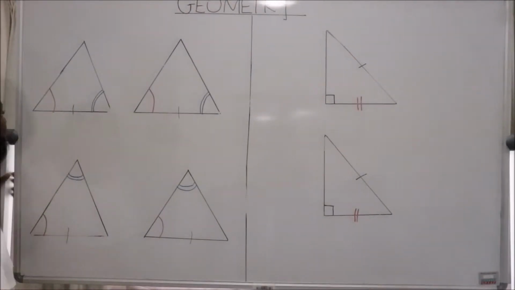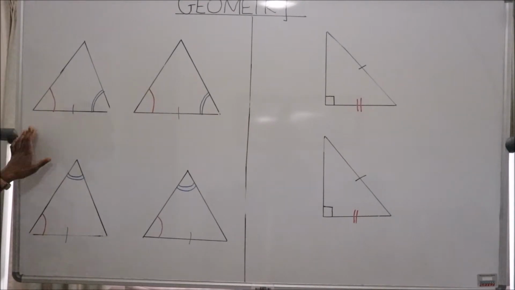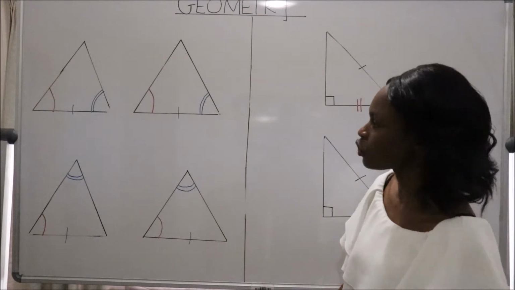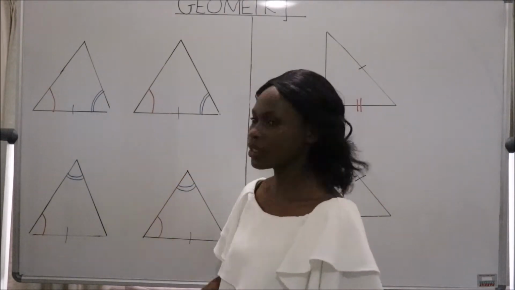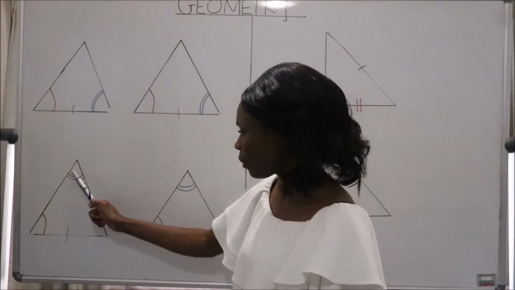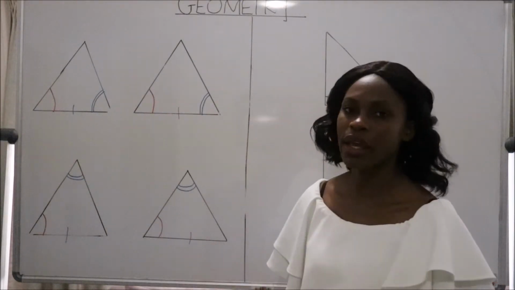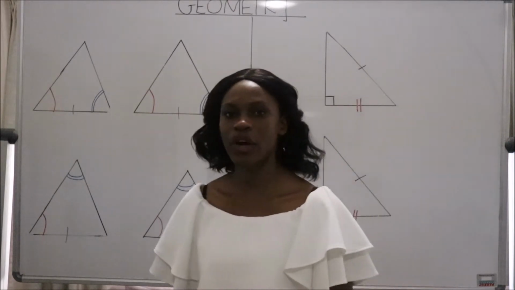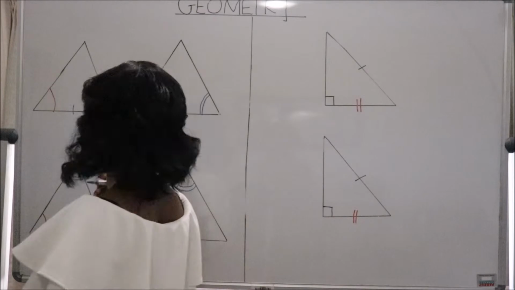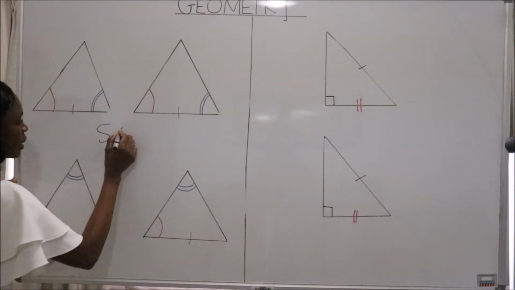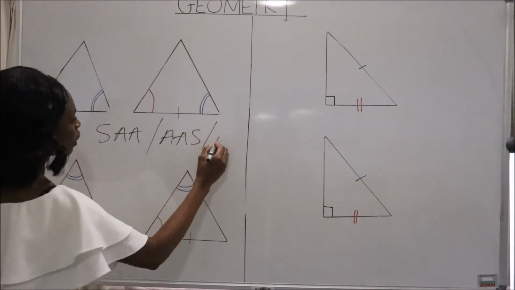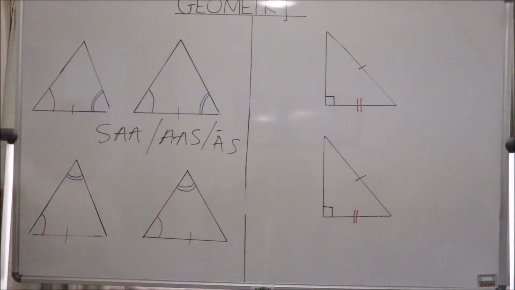Alright guys, on this side we have two triangles, of which the first two triangles have two angles which are equal to each other, and also the corresponding side. The same happens with these two triangles here, where we have two angles which are equal to each other, and also one corresponding side. So the reason why they are congruent, you can write it as side angle, or angle side, or angle side, of which we know this will be 2.